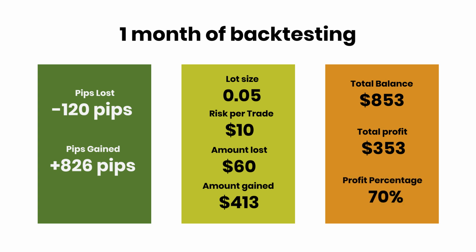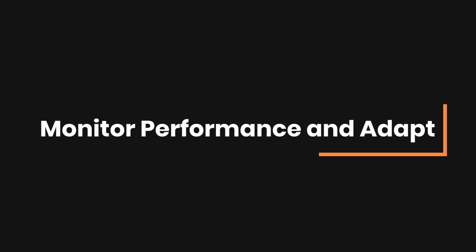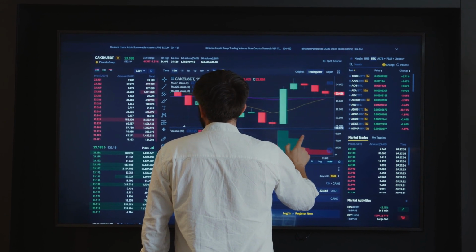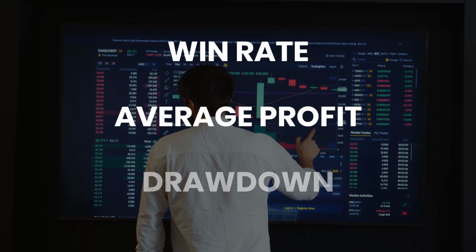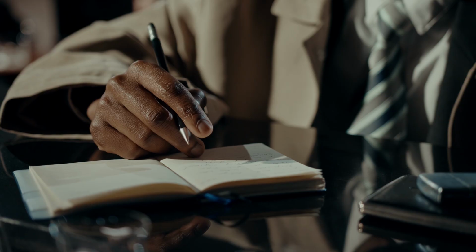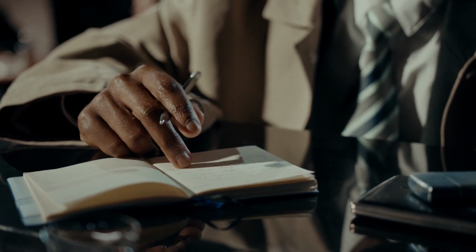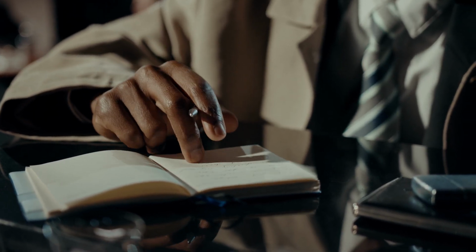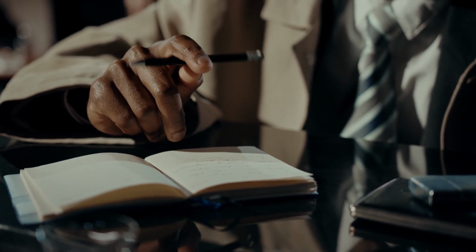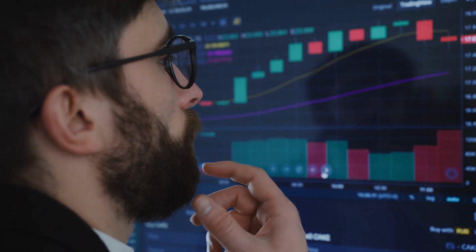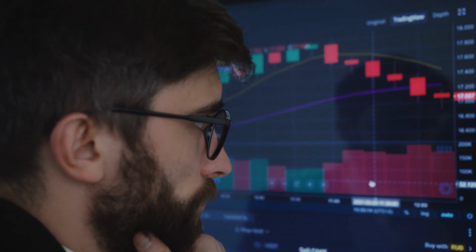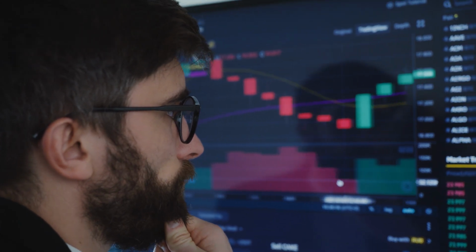Now, after backtesting and making some adjustments, you need to monitor performance and adapt. You should keep track of your trades' performance metrics such as win rate, average profit, drawdown, etc., and continuously refine your strategy based on results. You should also document your trades, including the reasoning behind each trade, the outcome, and any lessons learned. This helps identify patterns in your trading behavior and improves decision-making. And lastly, you should regularly review and analyze your strategy's performance. If it's not meeting your expectations, adjust your methodology, risk management, or tools.